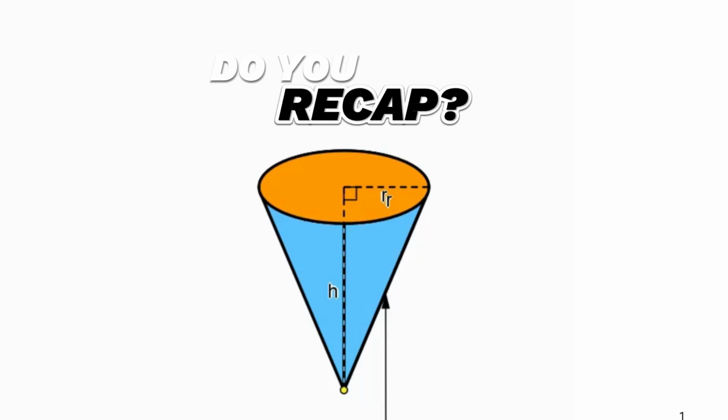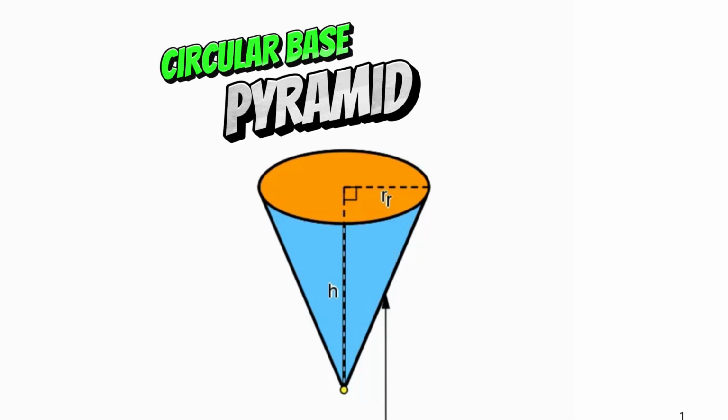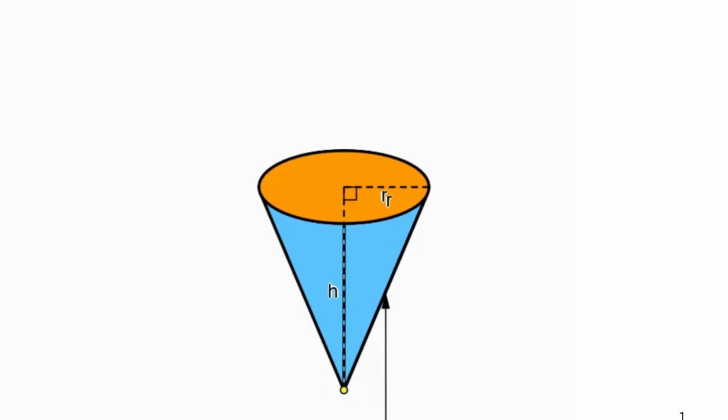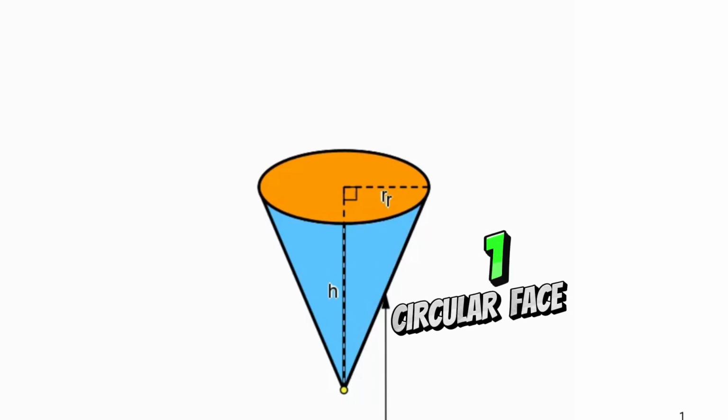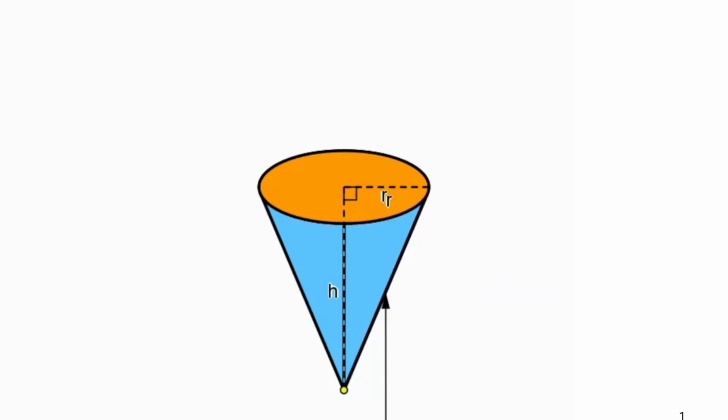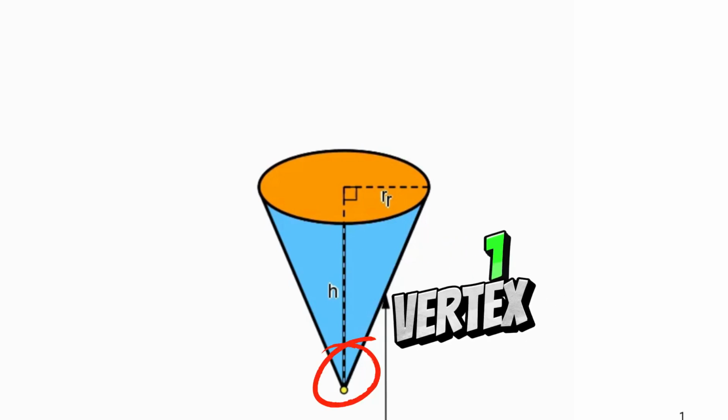So we've been able to explore the properties of a cone. To recap, we mentioned that a cone is a circular base pyramid. How many edges? A cone has 1 edge. What about the surfaces? It has 2: 1 circular surface and 1 curved surface. What about the vertex, where 2 or more lines meet? That pointed part. Just 1. A cone has 1 vertex.